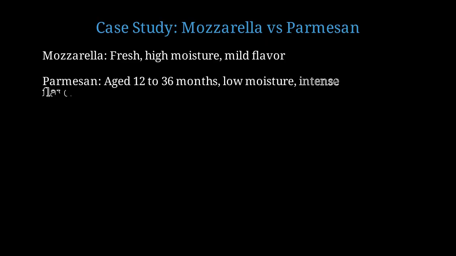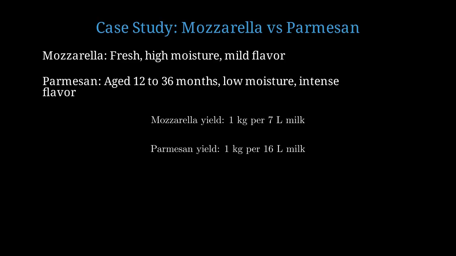Parmesan is aged for 12 to 36 months or longer, has only 30% moisture, and is cooked to 55 degrees Celsius. The extended aging allows extensive proteolysis and flavor development. Due to its high moisture content, mozzarella has a higher yield, about 1 kilogram of cheese per 7 liters of milk. Parmesan, being much drier, requires about 16 liters of milk per kilogram of cheese. The extensive whey removal and moisture loss during aging reduce the yield significantly.